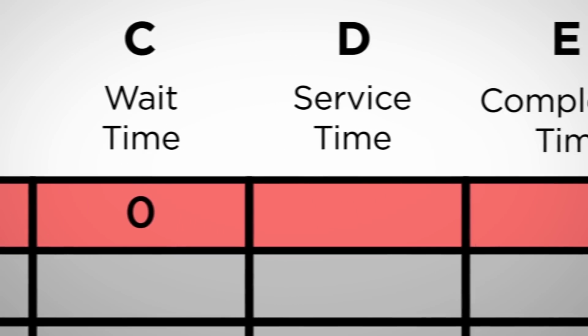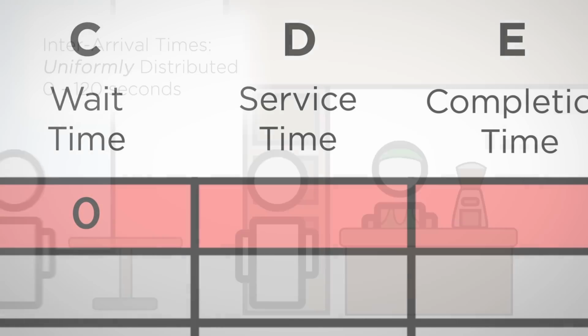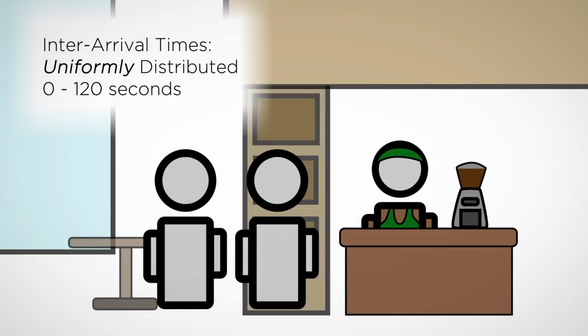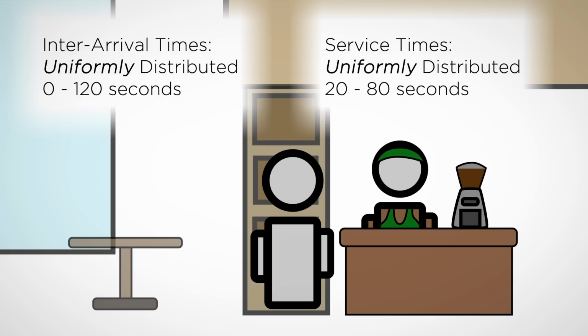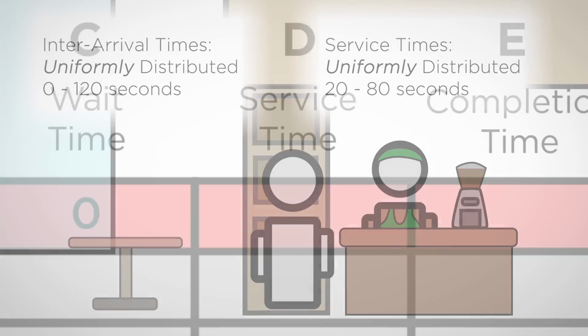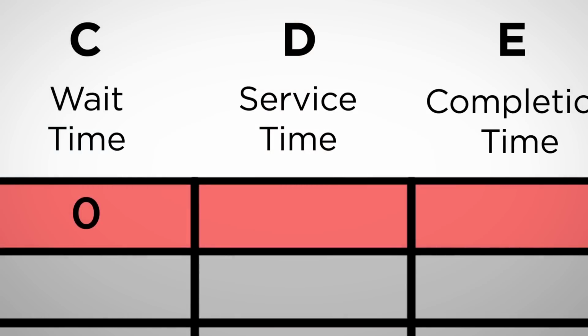In the fourth cell, we're going to put the service time of the customer. The service time is again random and uniformly distributed between 20 and 80 seconds. To create a variable that's uniformly distributed between 20 and 80 seconds, we can use the formula 20 plus 60 times RAND. And that's the formula we're going to put in cell D2.